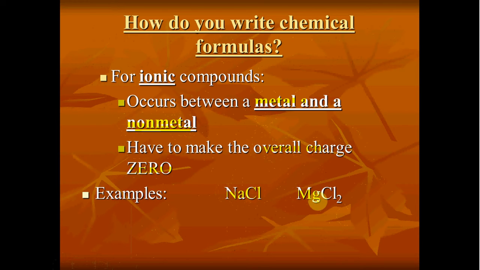Now, magnesium is in group 2, which means it has 2 valence electrons. And if you go back to your periodic table and move your finger up to the top of the periodic table, we wrote a +2 over the top of magnesium. Chlorine, we wrote a -1 over the top of chlorine. So we're going to need 2 negatives to balance out the 2 positives. So this would be MgCl2, because chlorine is only -1, magnesium is +2, so I need 2 negatives to balance out the 2 positives.